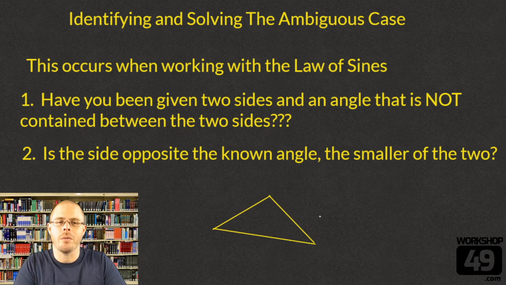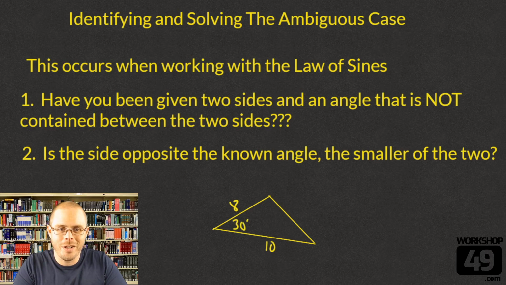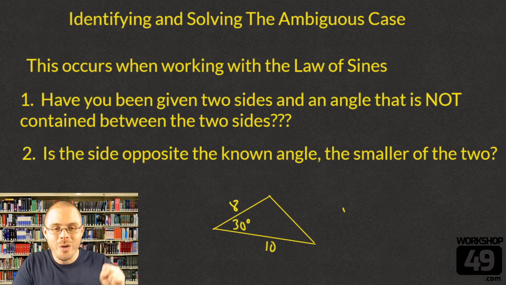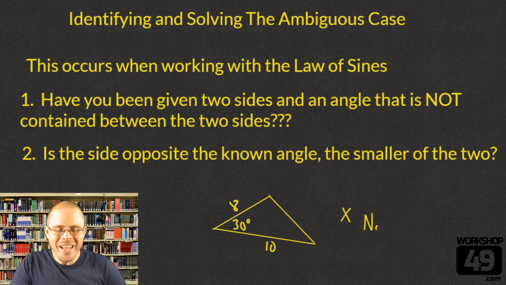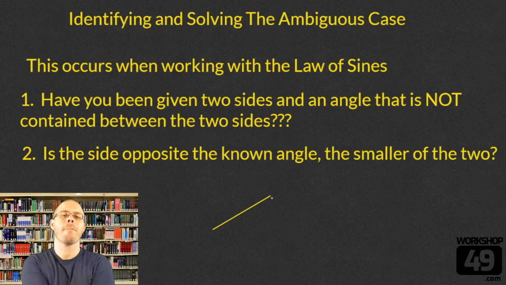We get another triangle down. Once again, we can label the sides. We have an 8 on one side, 10 on the other, 30 degrees. My clever little cupcakes are looking at this and being like, what are you doing to me? Have you been given two sides and an angle that is not between the two sides? No, that angle is contained between the two sides. That's the angle that connects them. Not an ambiguous case.